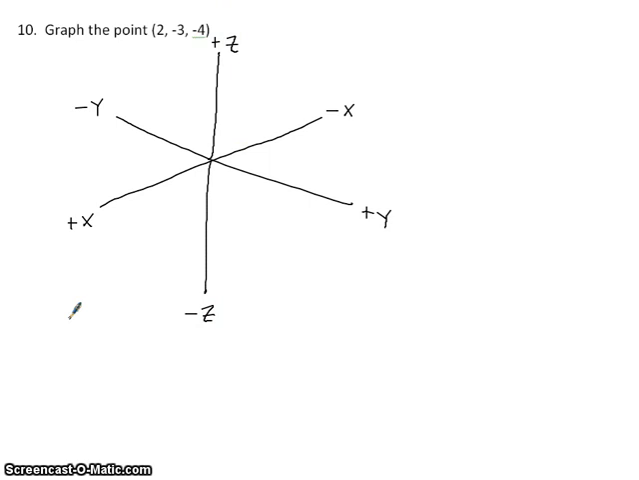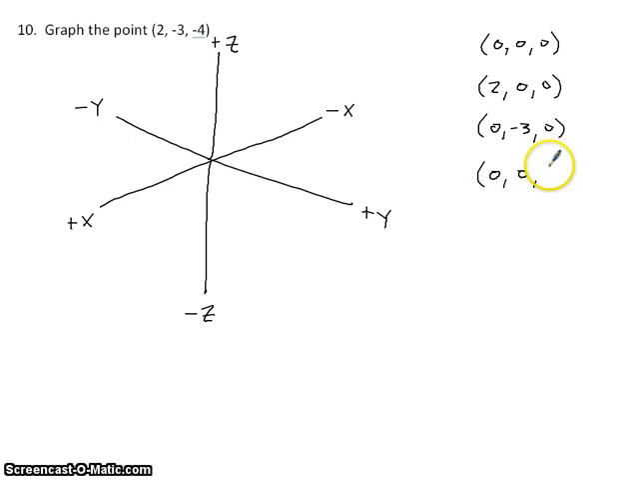And in order to graph this point, we have to show all the points of the rectangular prism. So that means that I'm going to have to show the point 0, 0, 0. And I'm also going to have to show the points that lie on each axis. So I'm going to have to show 2, 0, 0. I'm going to have to show 0, -3, 0. And I'm going to have to show 0, 0, -4.